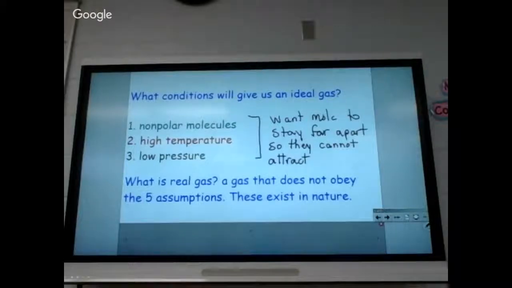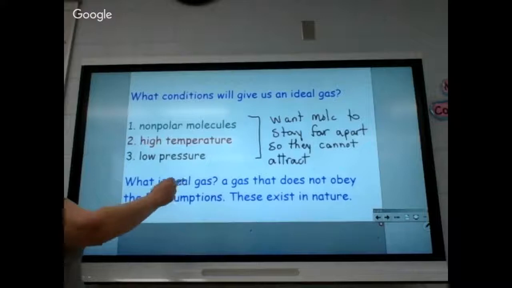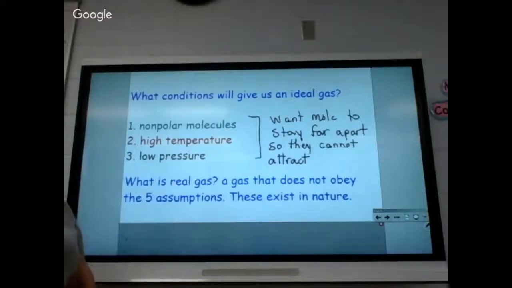All right, everybody got it? Yes. All right, so if I said, what conditions for a real gas? And I didn't give you any conditions, what would you do? What would you assume for a real gas? They're polar, they're low temperature, they have high pressure. All right, so can you give me an example of a nonpolar molecule based on what we did in the last unit you just took a test on?